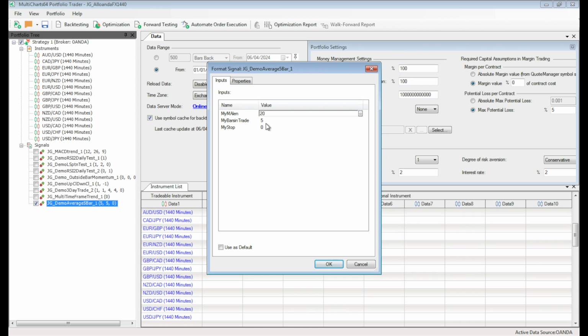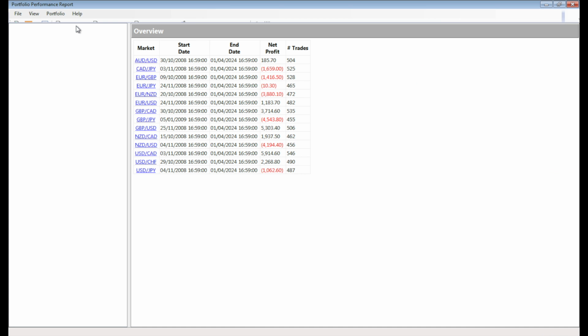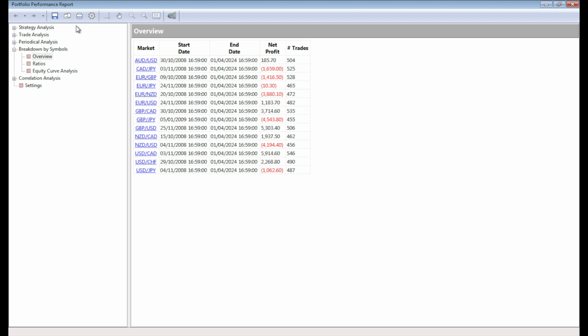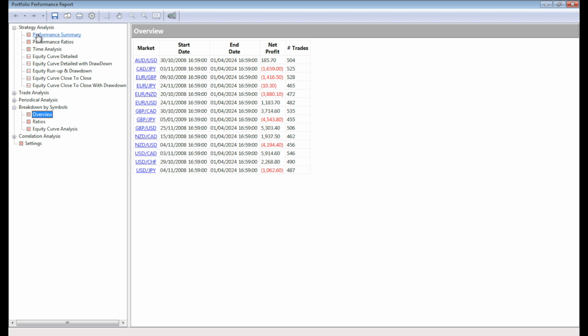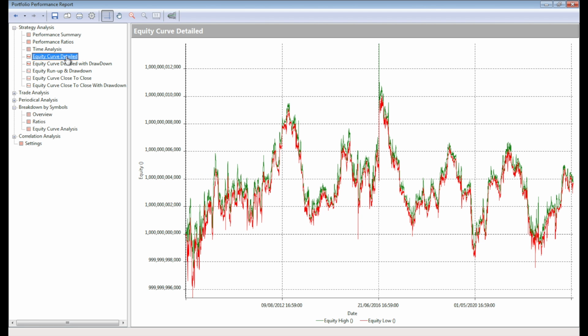Notice we've still got that 5-day exit. Now we can rerun the back test. This is the individual. The total net profit, 3,700 pips, so it is making money this time. Equity curve's pretty terrible.